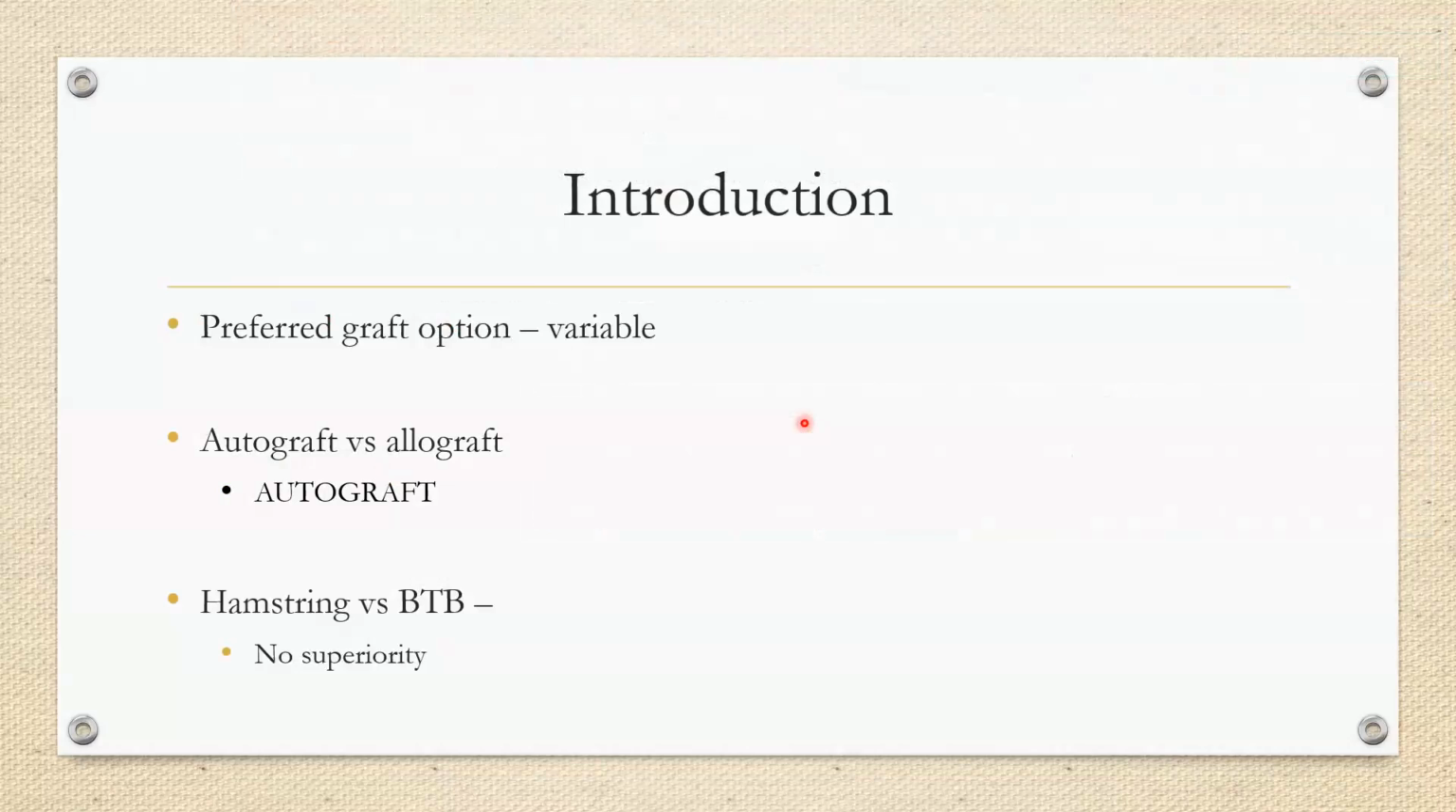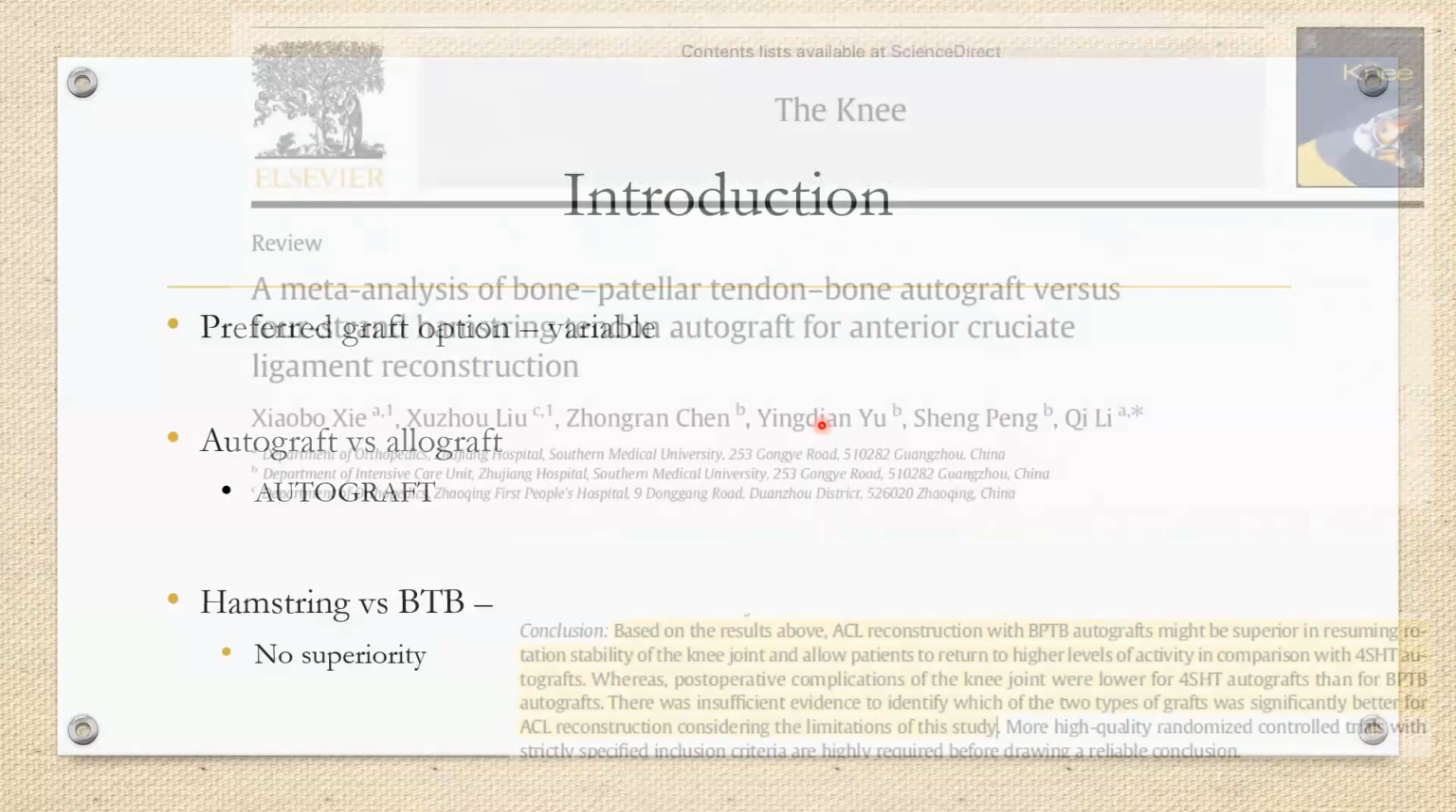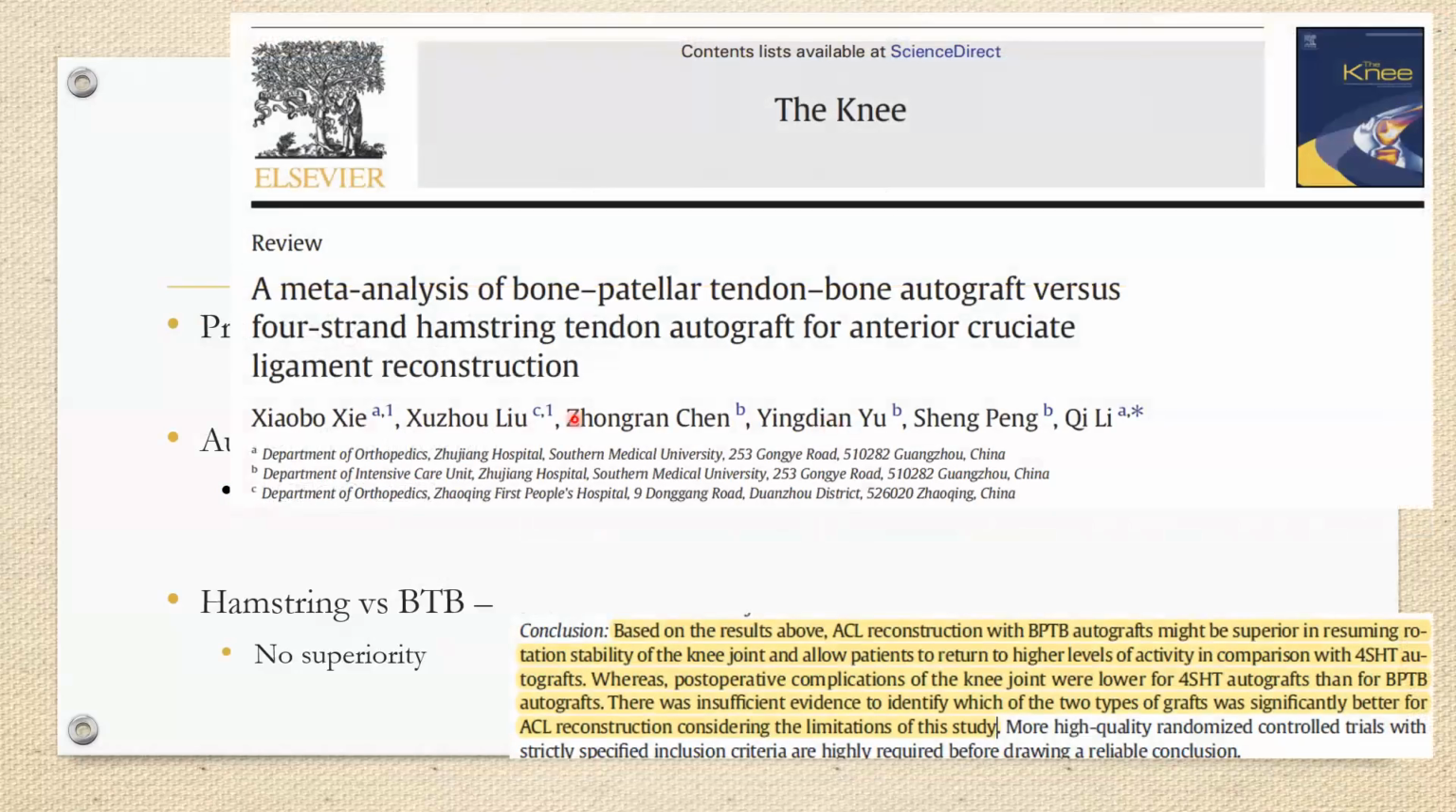And with regards to hamstrings versus BTB, though there is no long-term superiority, there seems to be better stability with BTB in the initial phase. Long-term results with respect to post-op complications and post-op scorings have found that hamstrings work as well as BTB. Hence, there is no superiority of one graft over the other.